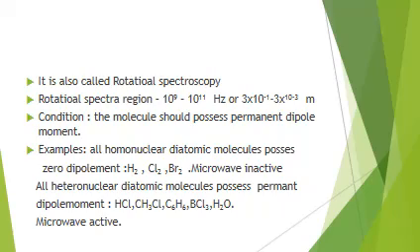It is also called rotational spectroscopy. The rotational spectral region is 10^9 to 10^11 Hz, or 3 × 10^-1 to 3 × 10^-3 meter. The condition for rotational spectra is that the molecule should possess a permanent dipole moment. For example, all homonuclear diatomic molecules possess zero dipole moment, H2, Cl2 and Br2, and these molecules are microwave inactive.